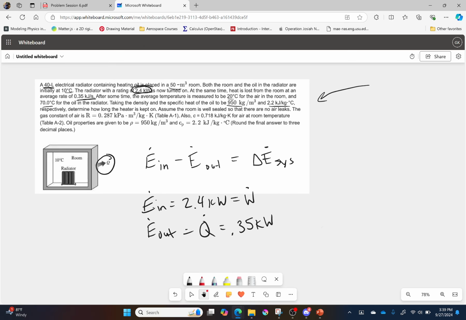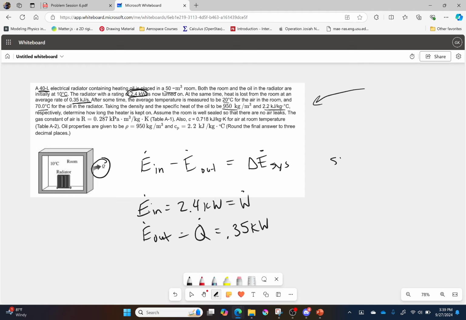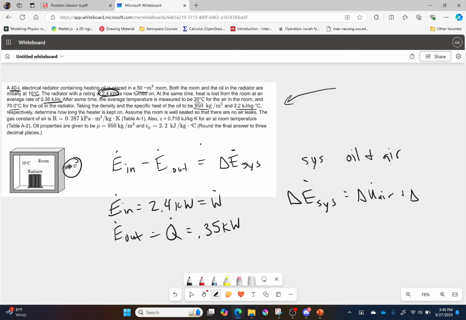Then how about the energy in my system? What's changing here? Well, my system is oil and air. And so when I'm saying system here, if I wanted to write this all out, I could have written out delta E system like this. It'll be equal to the change in internal energy of the air with time plus the change in internal energy of the oil with time. Why is it internal energy? There's nothing moving around here. There's no flow, and so I'm not going to worry about the flow work. Just the change in temperature.